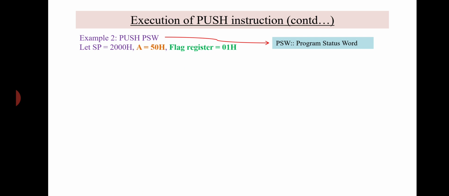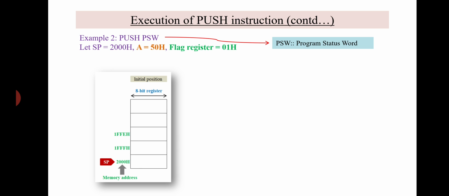Let's take up another example, PUSH PSW. Here PSW stands for program status word. Whenever we want to store the data of the accumulator and the flag register, we use the program status word. Again assume that the stack pointer contains the address 2000, and the accumulator contains 8-bit data, which is represented here by the hexadecimal number 50. The flag register is also mentioned here in hexadecimal as 01.